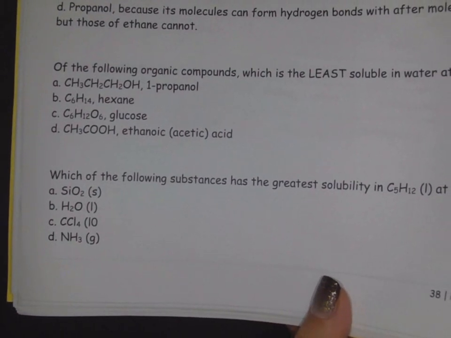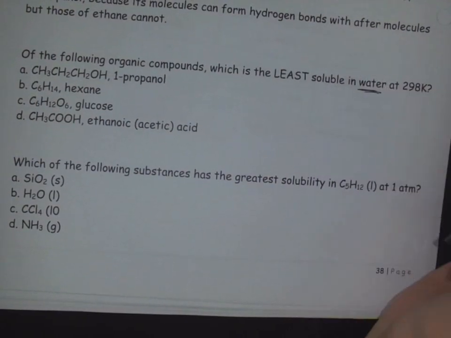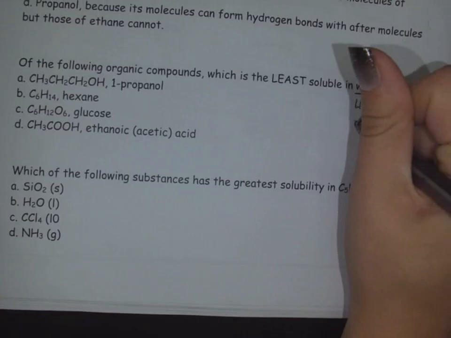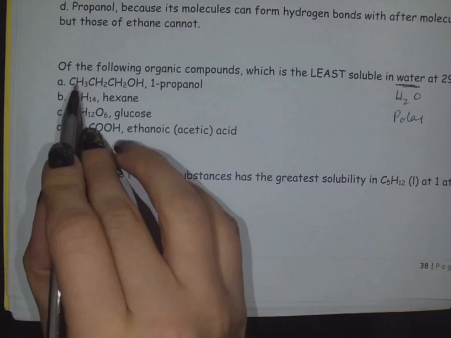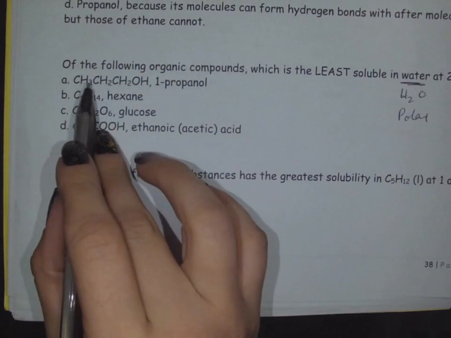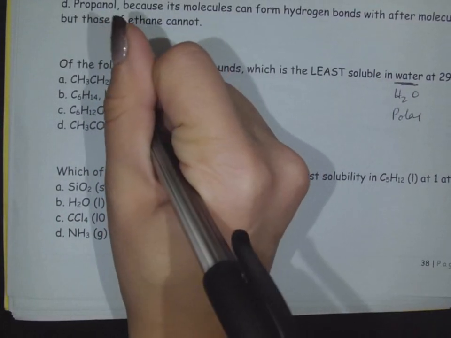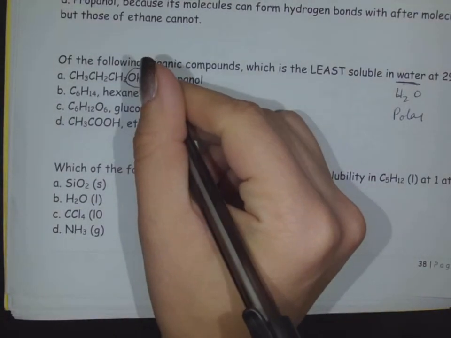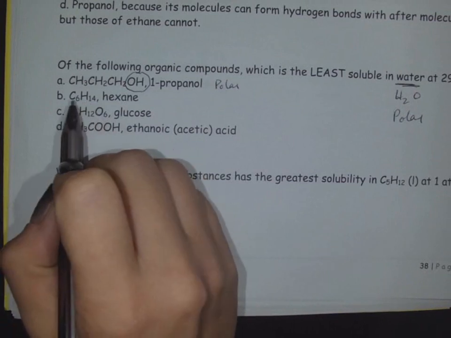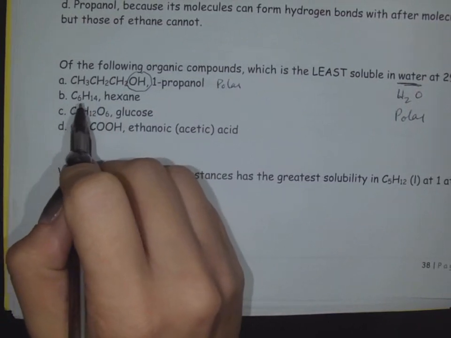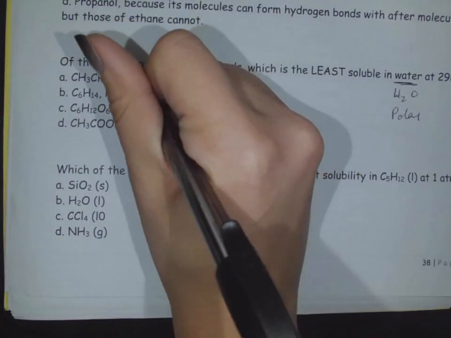Of the following organic compounds, which is the least soluble in water? So water, H2O, polar molecule. And then let's see what we got going on here. This was a tricky one because it looks like it was nonpolar, a hydrocarbon, but it's not. It's got an oxygen in there. It's got a little hydroxyl group at the end. So that makes this a polar molecule. Hexane, hydrocarbon. Only hydrogen and carbon. And so that would be London dispersion. It would be nonpolar.